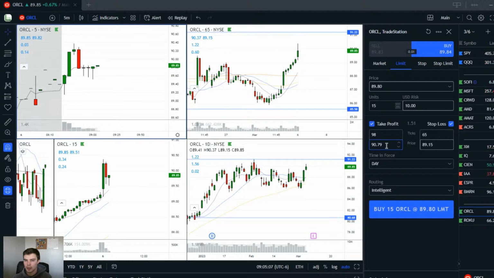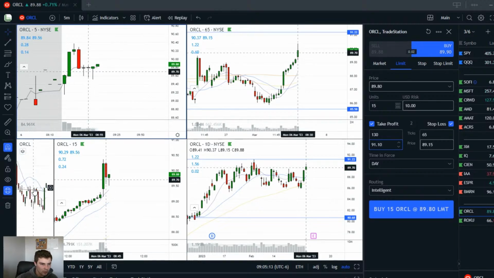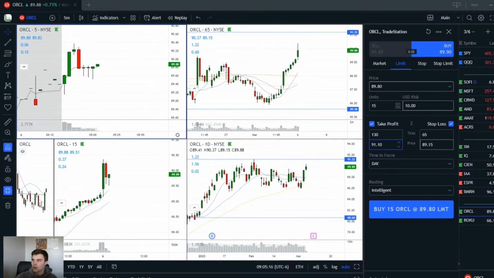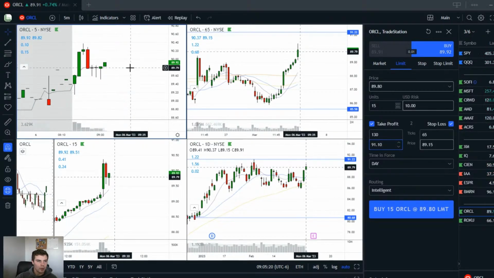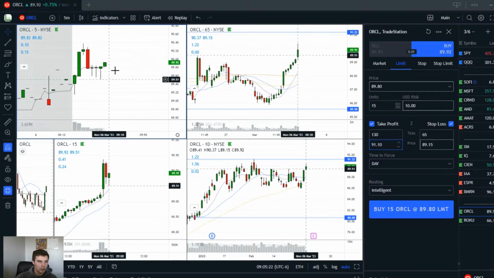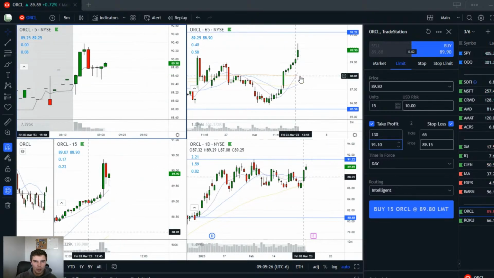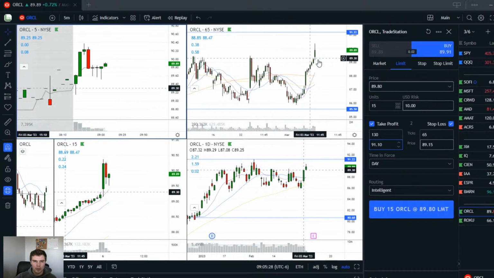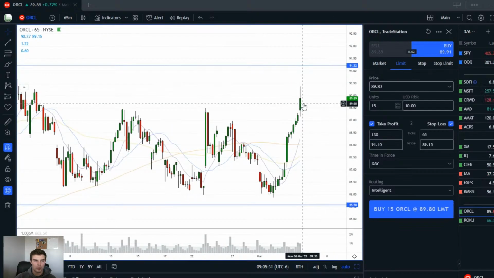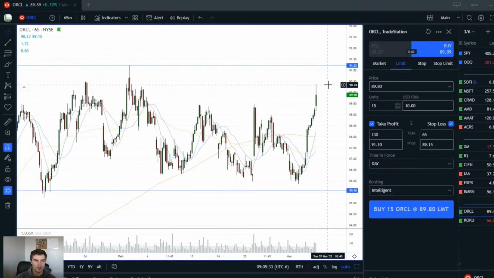I don't know if I'm gonna get it now. I'm going right up here. I mean, those bottoming tails are looking pretty good though. Buyers are stepping up. This is a little bit extended on the hourly chart. Got some resistance as well.